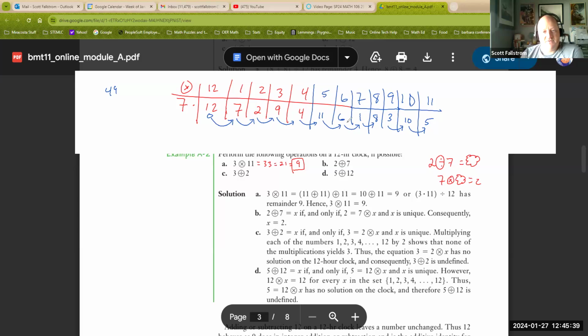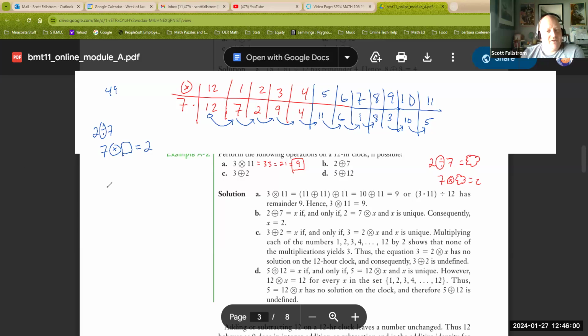1, 2, 3, 4, 5, 6, 7, 8, 9, 10. Okay, this is a multiplication table. So if somebody said do 2 divided by 7, I'd need to find what do I multiply by 7 to get 2.